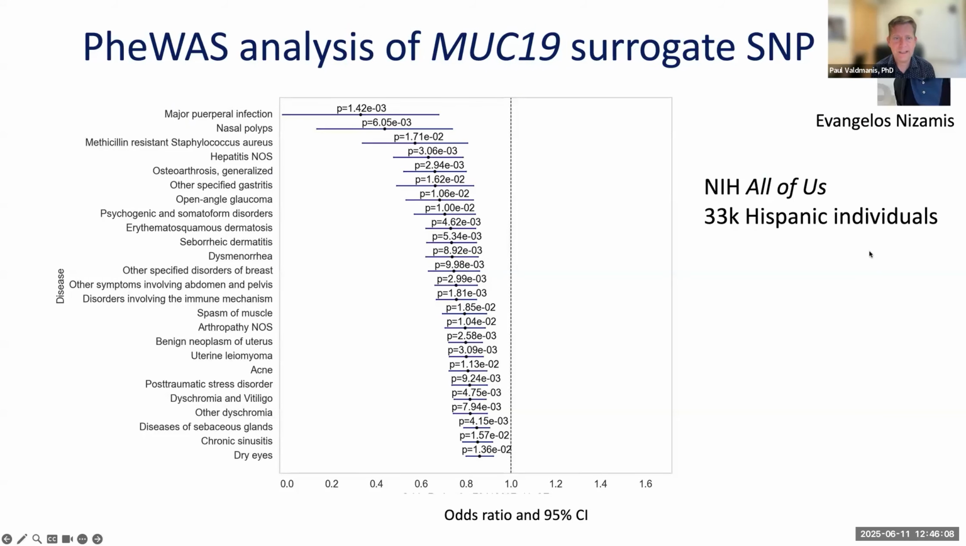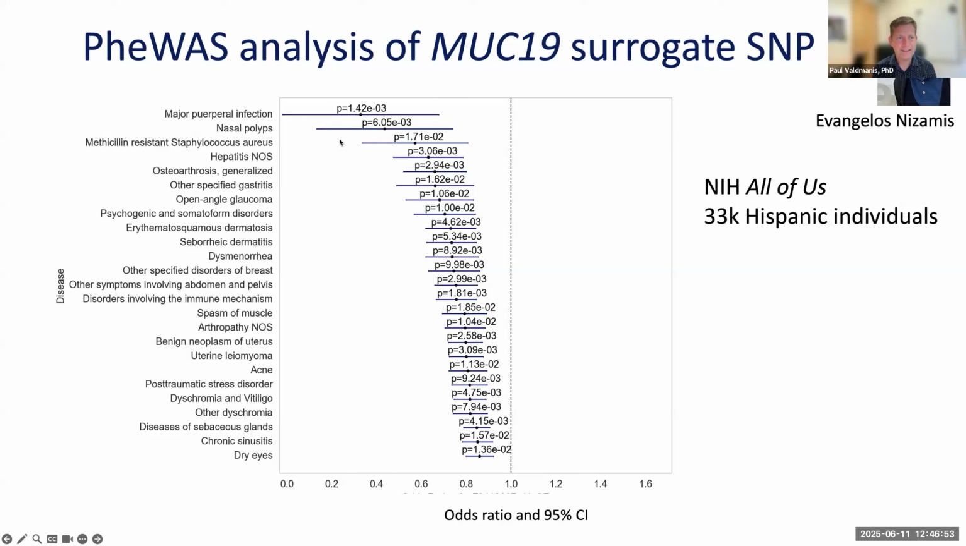So PheWAS of this VNTR and that surrogate SNP that I had in the previous slide didn't reveal anything that was significant after Bonferroni correction for 1800 phenotypic traits. However, there still are some interesting examples of conditions that seem to be protected in expansion carriers. So again, this is in 33,000 individuals of Hispanic ancestry. We used principal component analysis and corrected for age, sex, and the first 3 or 8 PCs to identify phenotypes associated with individuals carrying this repeat expansion. And some of the top protected traits or conditions include major puerperal infection.